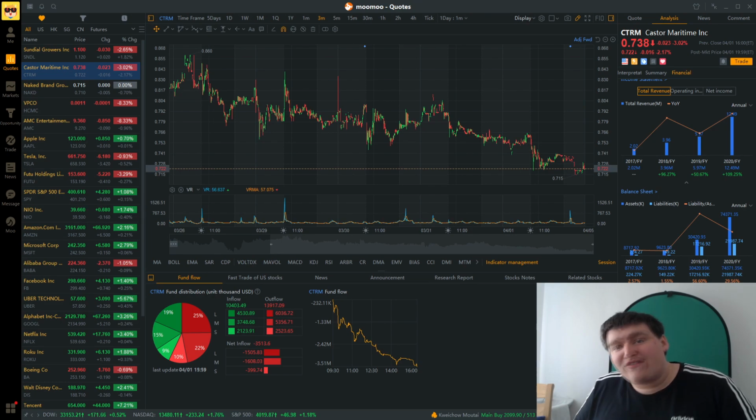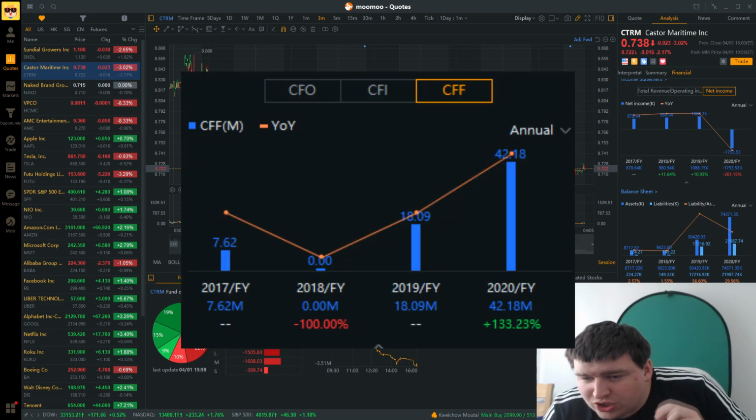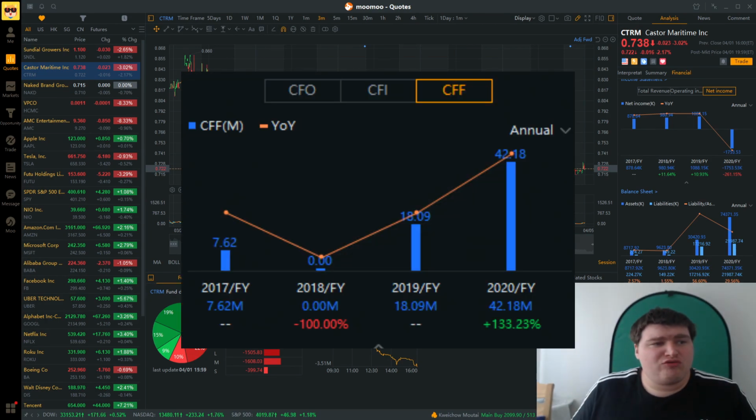And we're now going to get into the graphical analysis. Another thing that I wanted to add before we go into the graphical analysis of Ctrm is that the CFF, which is sort of their operating finances, is currently at 42.18, which is actually really good. Now, the CFF is the cash flow from financing activities.